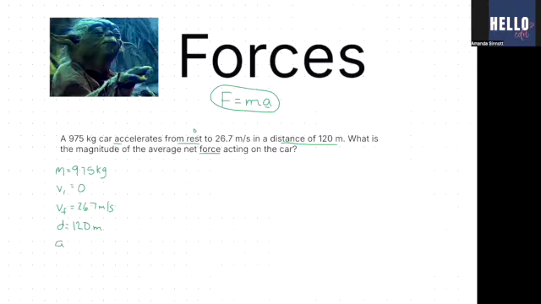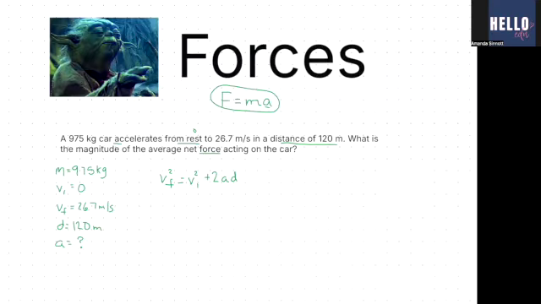A is our mystery. So we need to find an equation that's going to connect velocity, acceleration, and distance. Since we do not have time, we don't know the time in this, so we can't use one that has time. So what we're going to need to use is this. We have final velocity squared equals initial velocity squared plus 2AD. What's A? Acceleration. What's D? Distance. So we have most of these numbers.